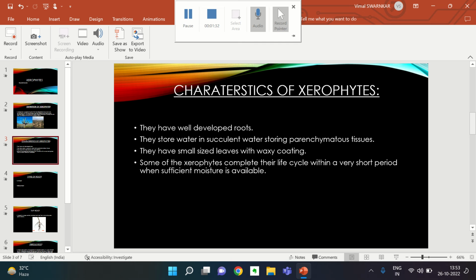Also, the size of leaves has turned very small so as to stop transpiration, and there's a waxy coating over the leaves as well as the stem so as to stop the loss of water during the heating period in the summers. Some of the xerophytes complete their life within a very short period, that is during the monsoon when the water supply is prominent, and it is an adaptive technique that has been developed by these plants in due course of time. There's one more point that I forgot to mention here: in adaptation these plants have converted their leaves into thorns, into spines.